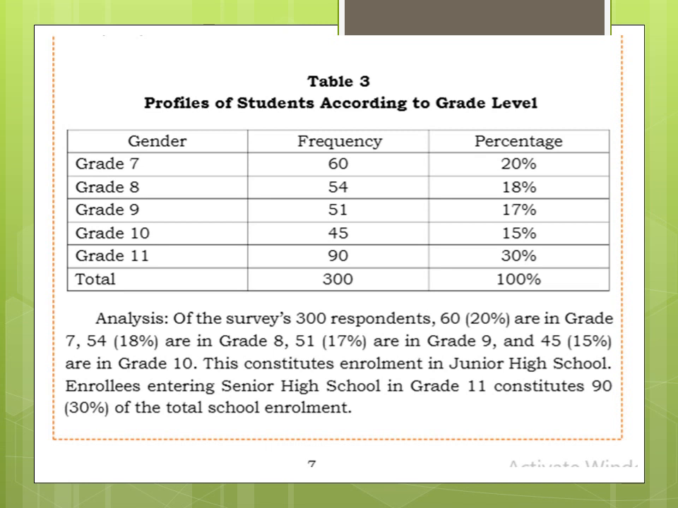60 or 20% are in grade 7, 54 or 18% are in grade 8, 51 or 17% are in grade 9, and 45 or 15% are in grade 10. This constitutes enrollment in junior high school. Enrollees entering senior high school in grade 11 constitute 90 or 30% of the total school enrollment.